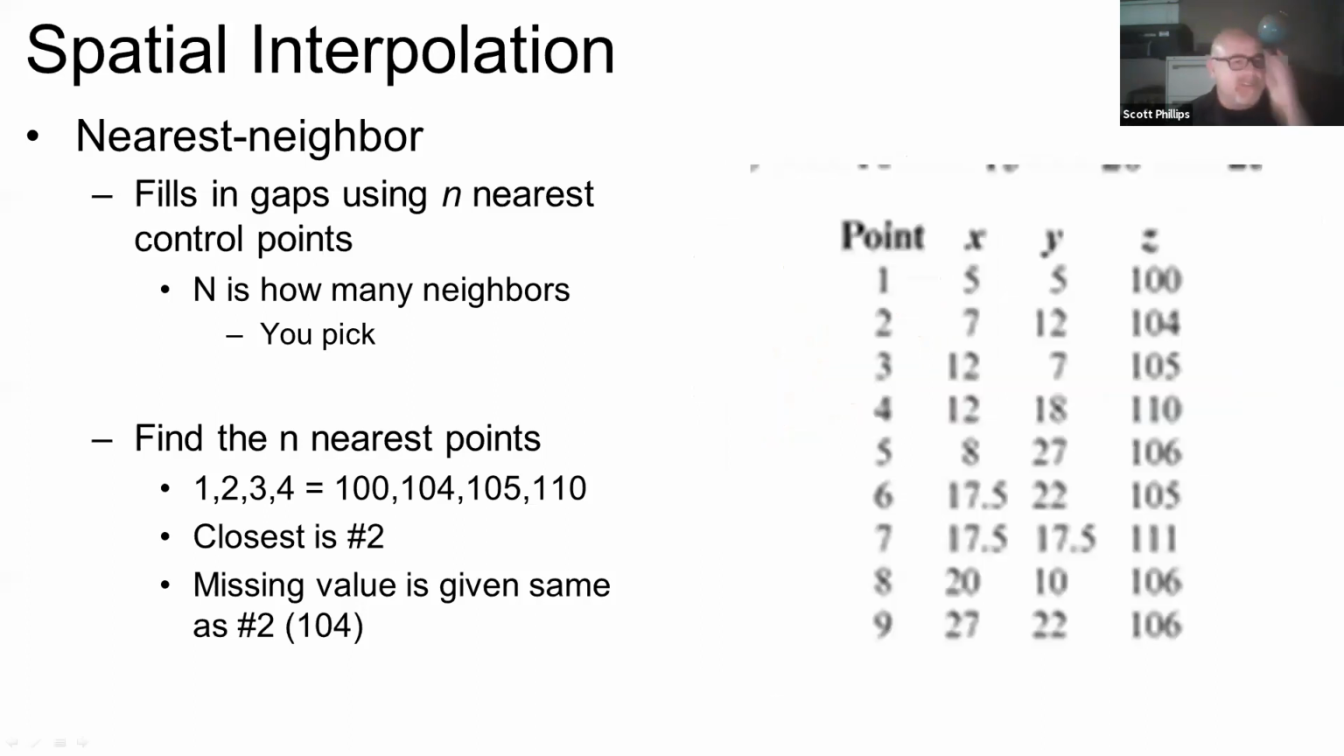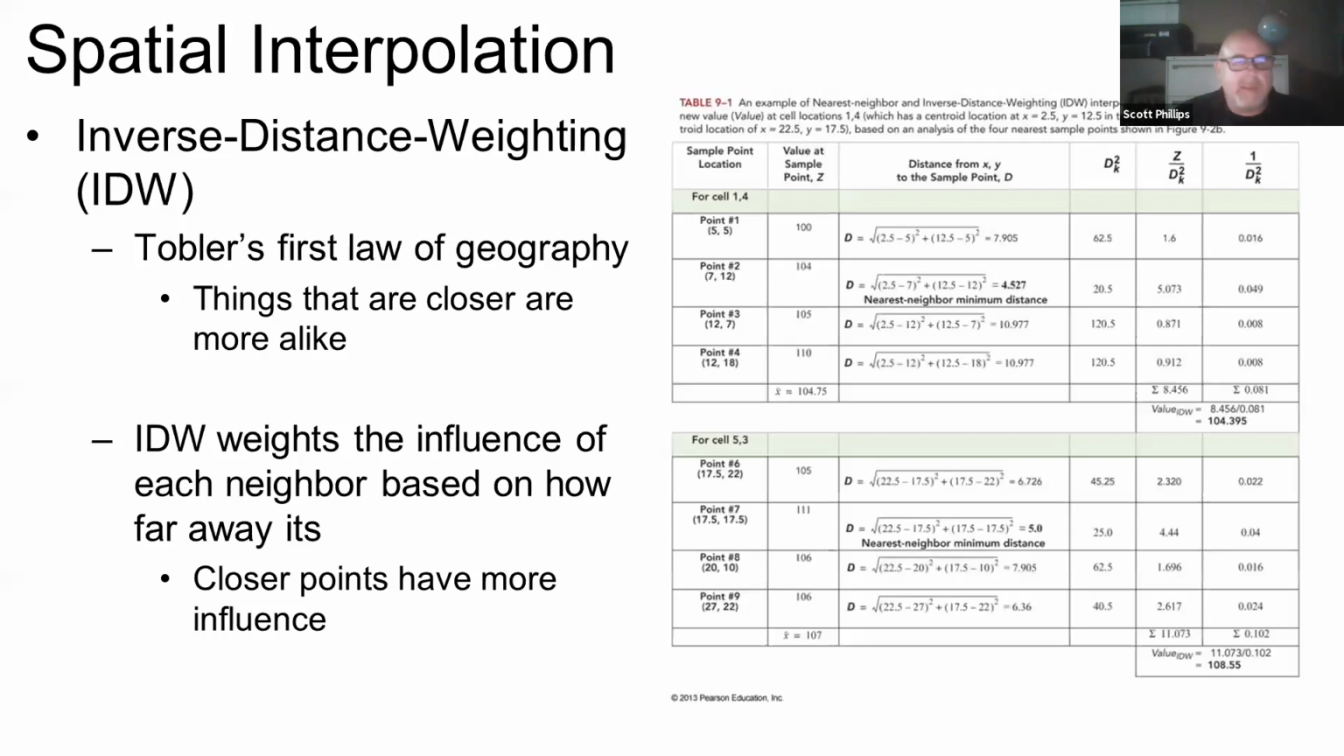Now, inverse distance weighting is a little more complicated, and what this does is take advantage of something I meant to talk about in class, Tobler's first law of geography. The idea is that everything is related, but closer things are more related than things that are further apart. So you could use that to your advantage by saying, if you're going to fill in a missing value, you're going to give more weight to those points that are closer to you and less weight to those points that are farther away from you.